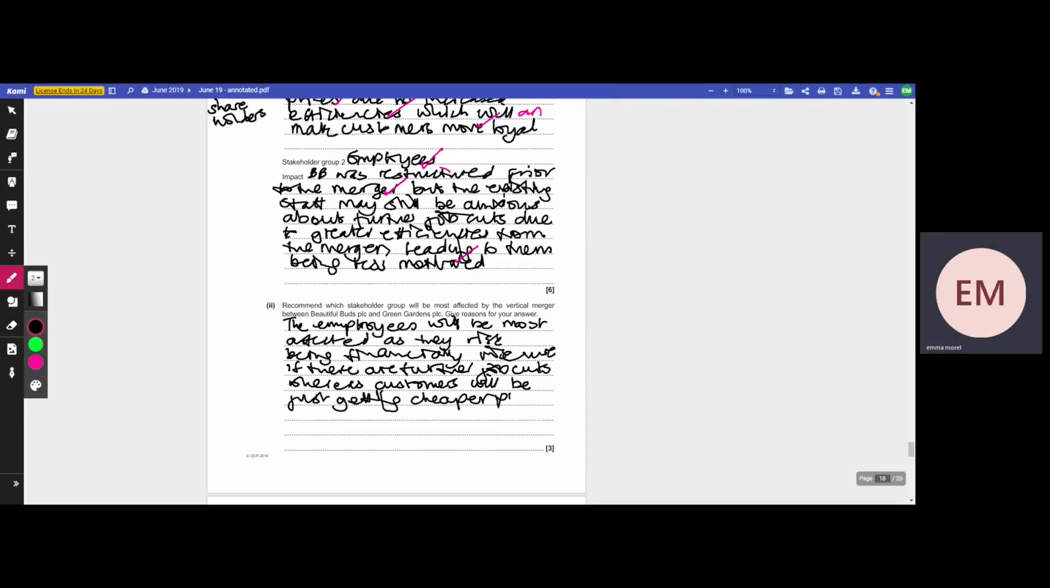So we kind of said actually it is more important that financial insecurity is a little bit more important than getting your plants cheaper. So again, marking for this is going to come from saying my employees. Okay, so there's my 1, and then they are at risk financially if there's further job cuts, so it's within context, whereas customers will be just getting cheaper plants. So there's my 3rd mark there.